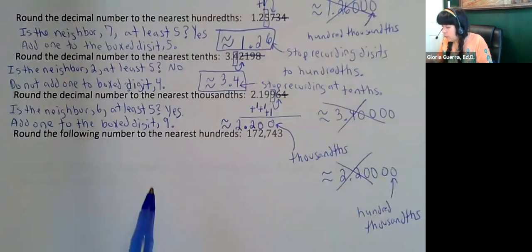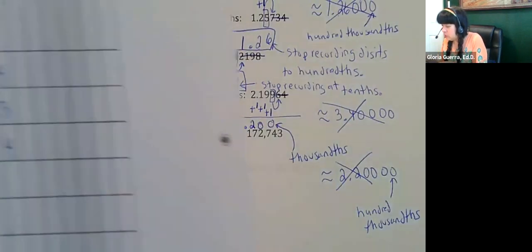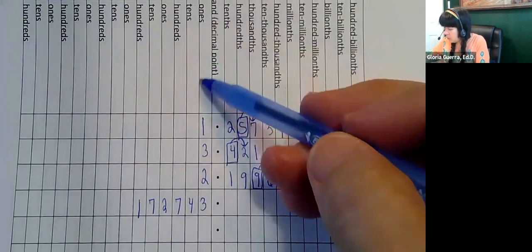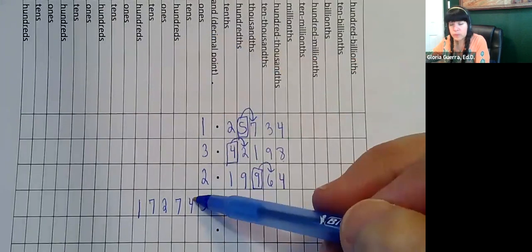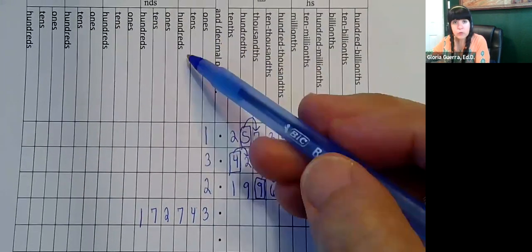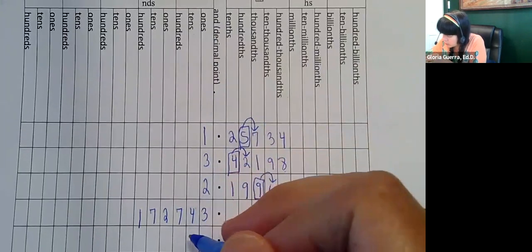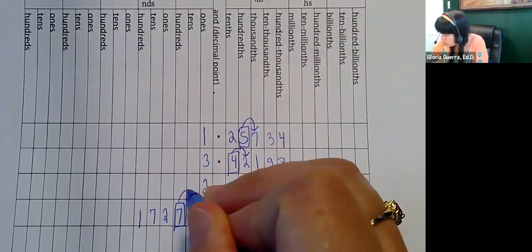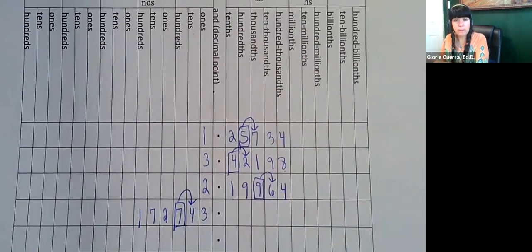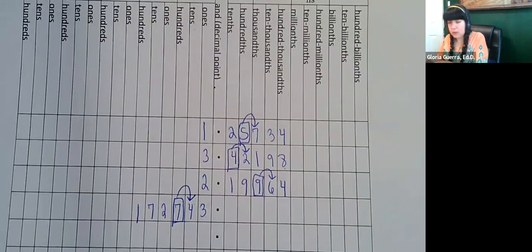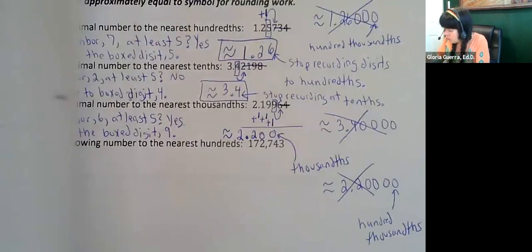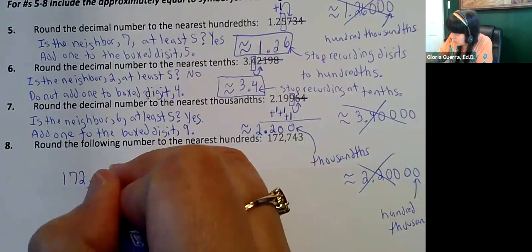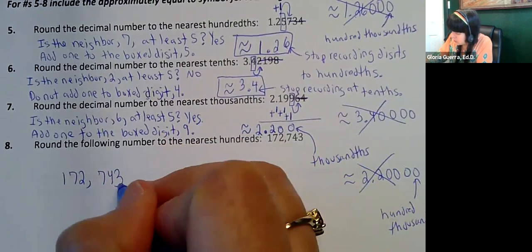Okay, and we're going to round the following number to the nearest hundreds. So we have ones, tens, hundreds, right? Nearest hundreds: ones, tens, hundreds. Okay, and then you look at the neighbor. There's a neighbor 5 or more, right? So we're boxing this 7 right here. So let me do this over here: 172,743. And it's ones, tens, hundreds.